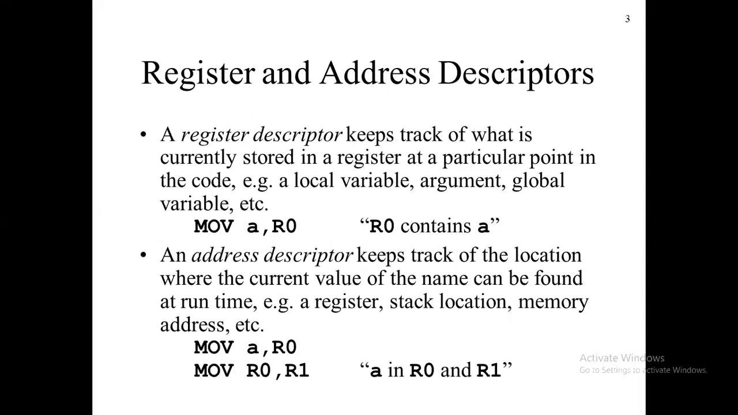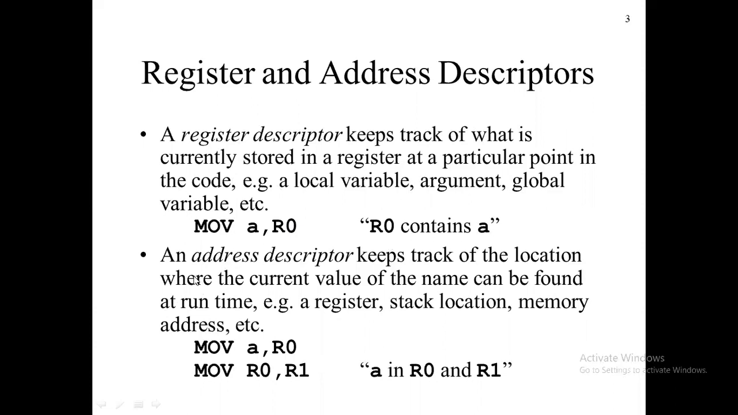The code generator algorithm is implemented by descriptors. We have two types of descriptors. One is the register descriptor, another one is the address descriptor. What is a register descriptor? It keeps track of what is currently stored in a register at a particular point in the code. If you have local variables, arguments, or global variables, all these things are updated in the register. For example, move a comma r naught. Here a is a variable that is moved into the register r naught. Here r naught contains a.